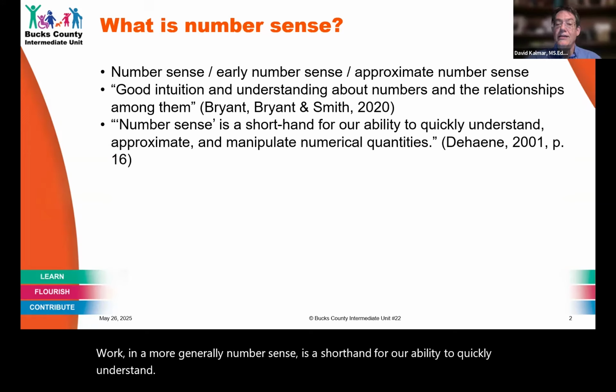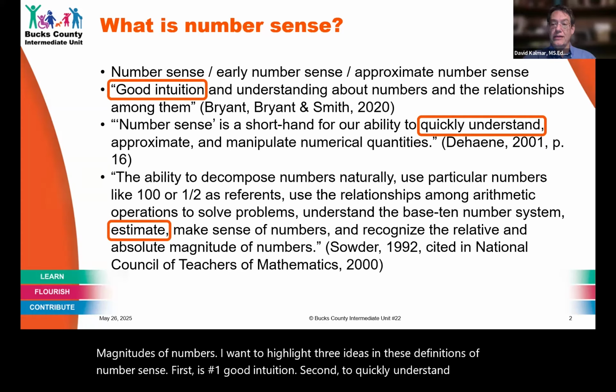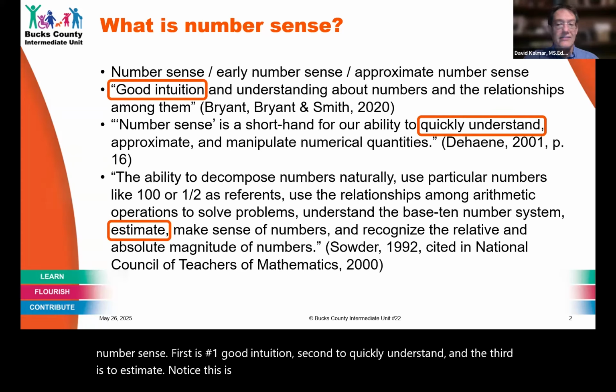Lastly, the ability to decompose numbers naturally using particular numbers like 100 or 1/2 as reference, use the relationships among arithmetic operations to solve problems, understand the base 10 number system, estimate, make sense of numbers, and recognize the relative and absolute magnitudes of numbers. I want to highlight three ideas in these definitions of number sense. First is good intuition. Second, to quickly understand. And the third is to estimate. Notice this is about an understanding of number, not about computing numbers.